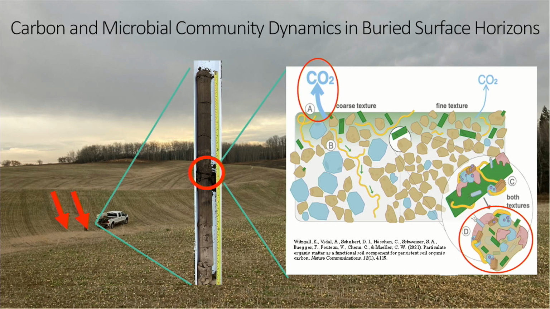This soil layer, called the buried surface horizon, is unique because it contains carbon that is resistant to loss as CO2. Understanding what keeps carbon stored in soils is crucial as we strive to achieve net zero emissions by 2050. Storing more carbon in soils is more challenging than simply adding more carbon.